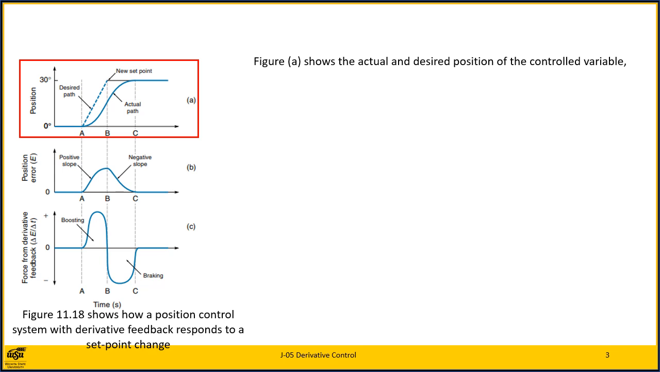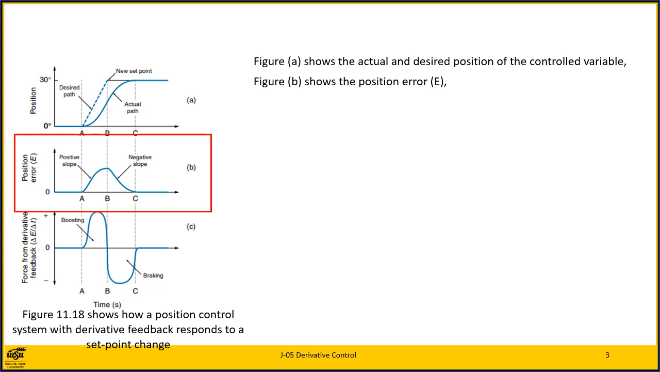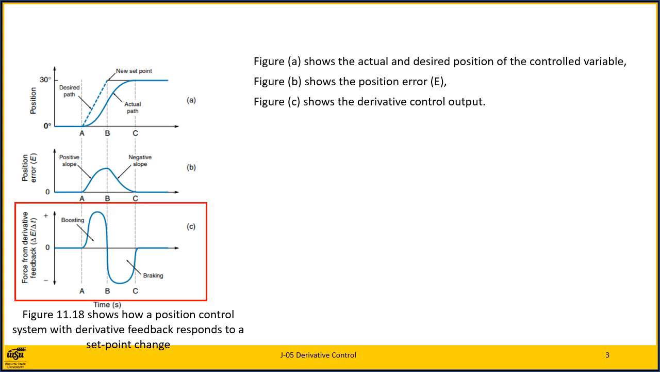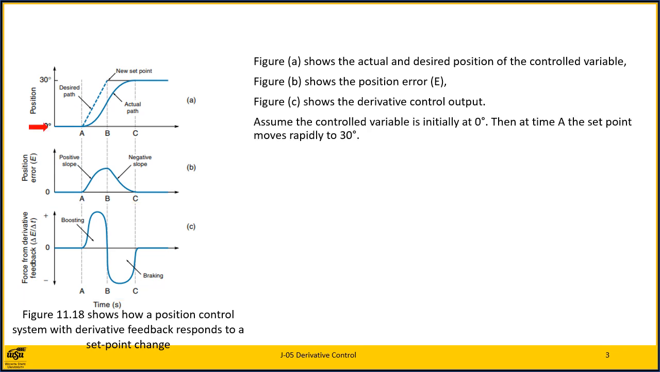Figure A shows the actual and desired position of the control variable. Figure B shows the position error E. Figure C shows the derivative control output. Assume the control variable is initially set at 0. Then, at a time A, the set point moves rapidly to 30 degrees. Because of mechanical inertia, it takes time for the object to get up to speed.